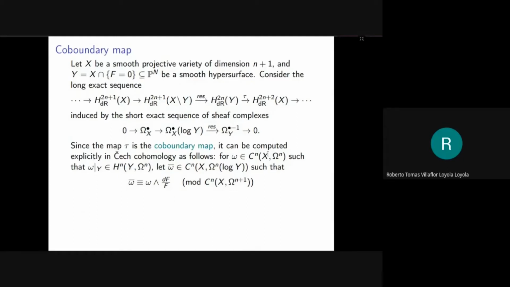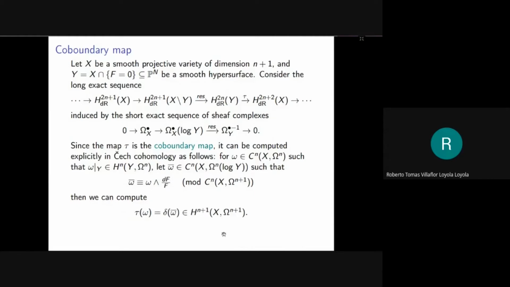Then we're trying to find an element omega bar such that the residue of omega bar is our omega restricted to Y. This is how we construct omega bar. And then in order to obtain tau as the coboundary map, we just need to take the Čech differential of omega bar. This is the usual construction of a coboundary map in Čech homology, right?